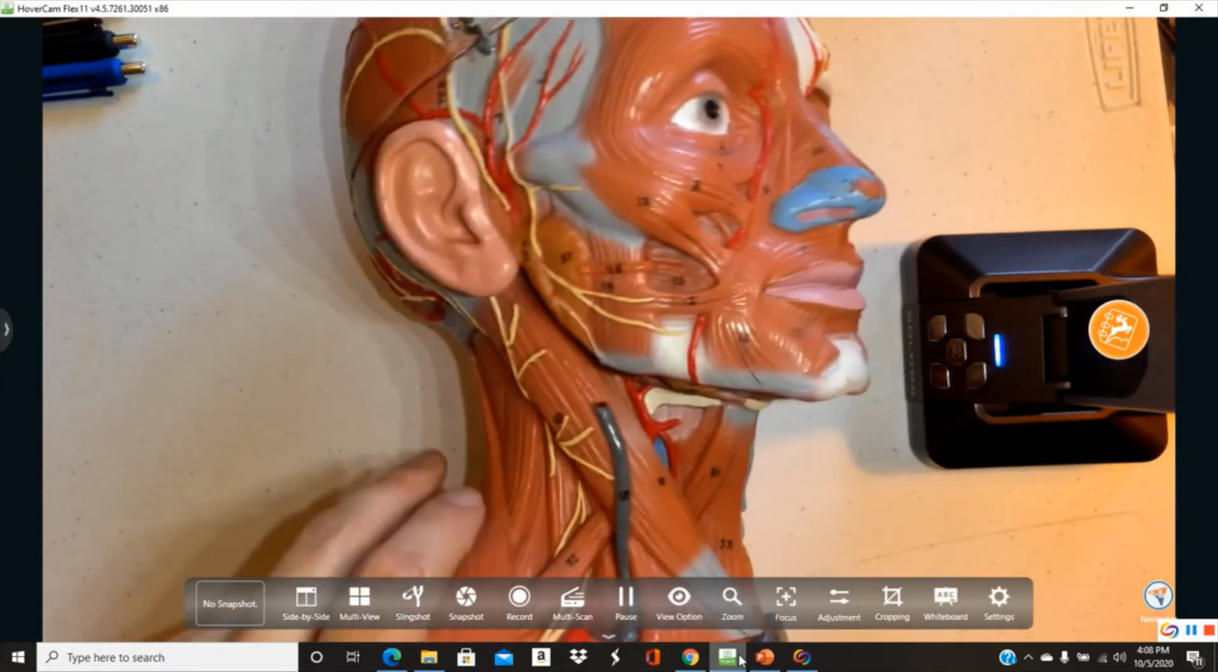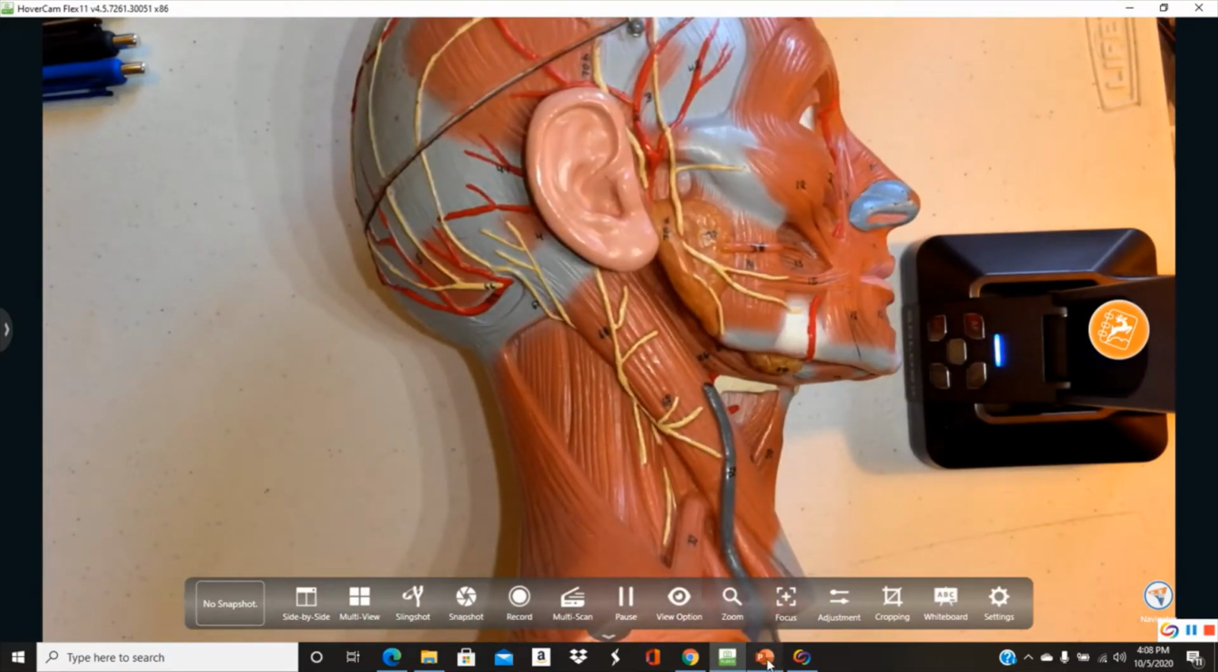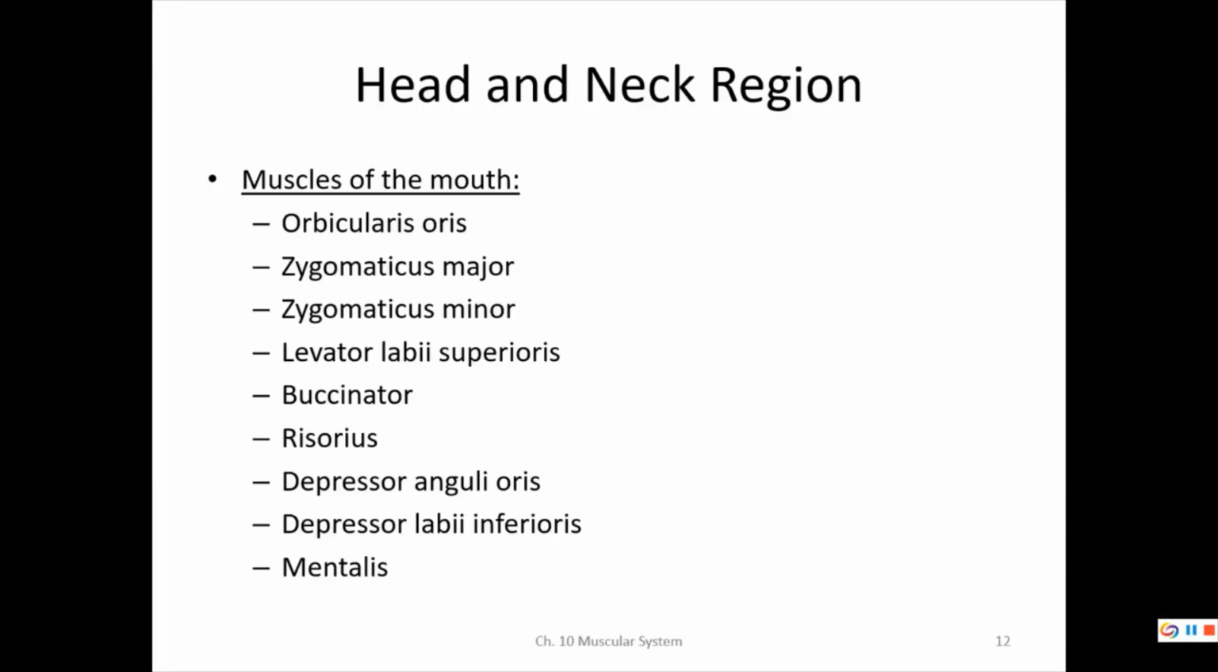Now I'm going to let him rotate a little bit. Okay. Now, we're going to look at muscles of the mouth. This is the hardest part of the muscles of the face. Muscles of the mouth: orbicularis oris, zygomaticus major, zygomaticus minor, levator labii superioris, buccinator, risorius, depressor anguli oris, depressor labii inferioris, and mentalis. Now, let's start looking at these.